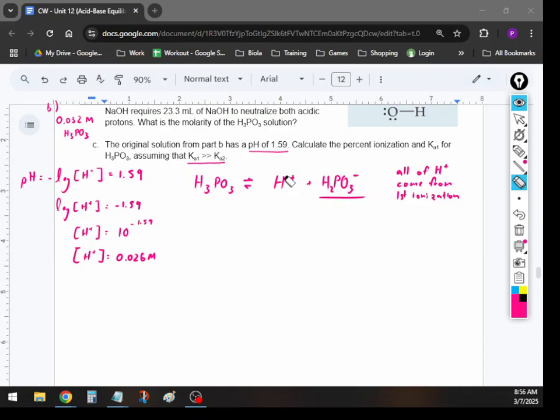Do you have a question? Yeah, it's going to be X. We're going to be filling out the ice table now. Yes. Yes. Okay, so we're going to set up our ice table.